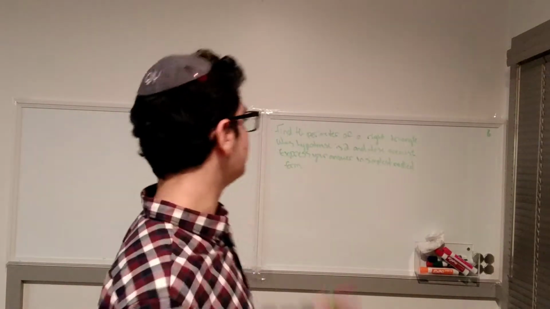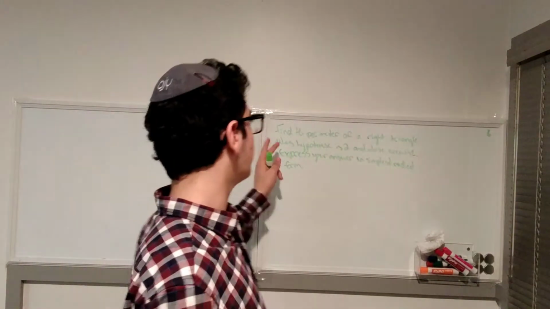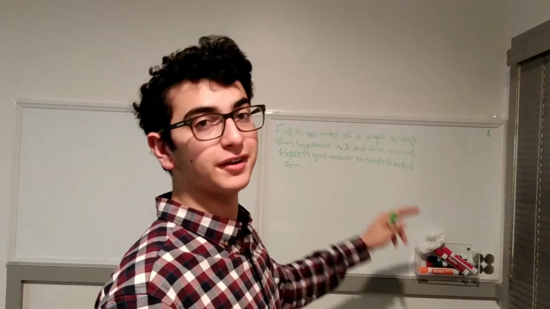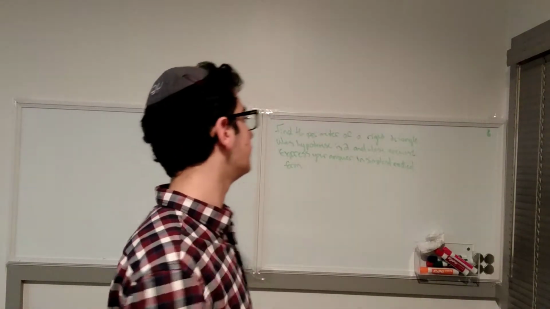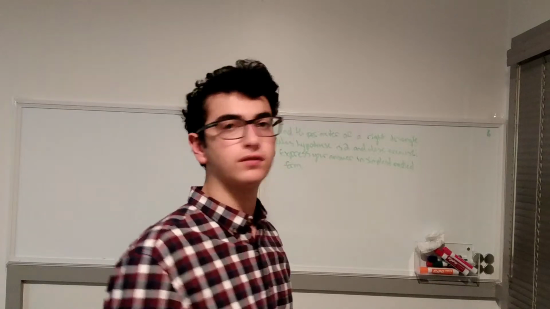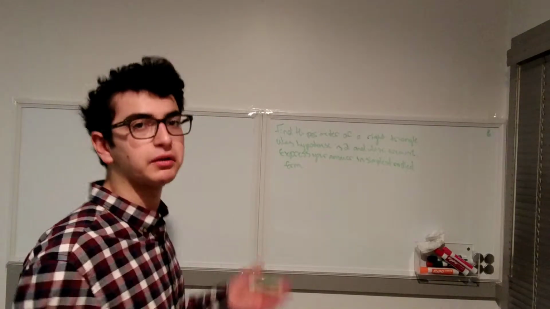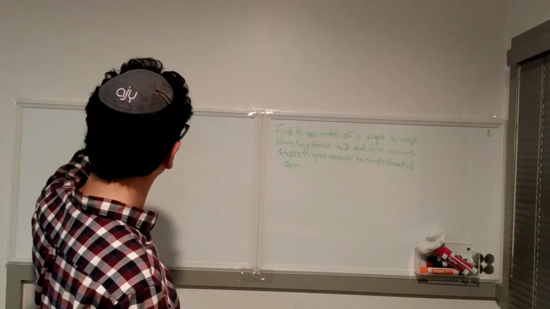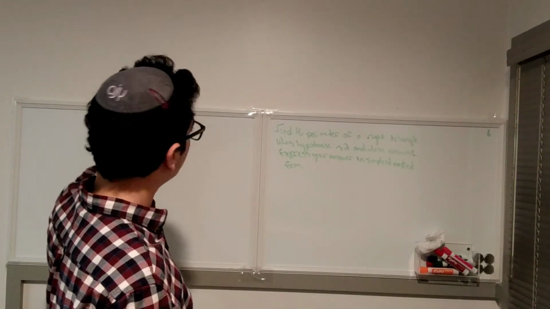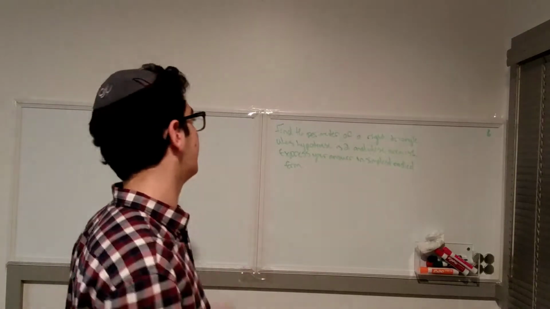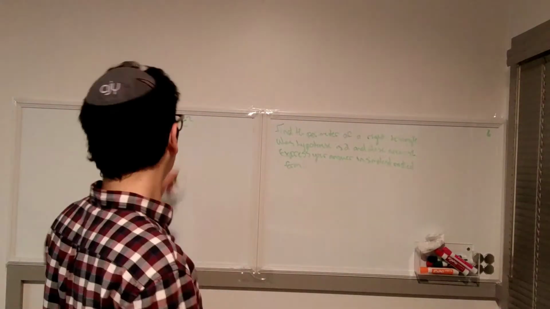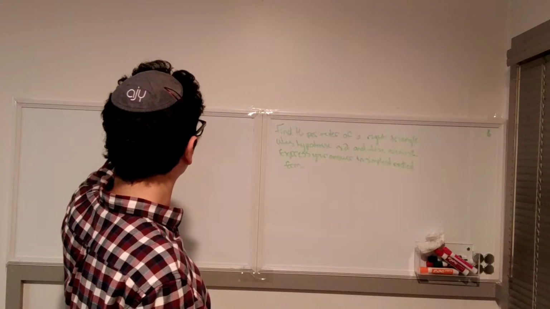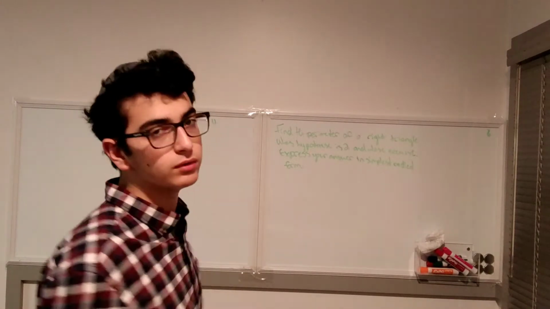Okay, here's a problem. Find the perimeter of a right triangle whose hypotenuse is 2 and whose area is 1. Express your answer in simplest radical form. So the first thing I do, right triangle, a squared plus b squared equals c squared. Now let's see what it tells us. It says the hypotenuse is 2, so c squared is equal to 2 squared, which is equal to 4.